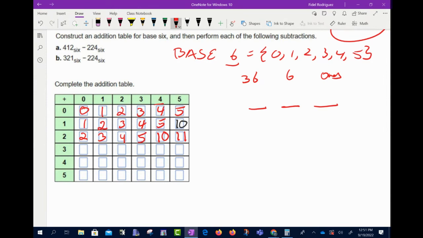I'm doing the same thing here. 3 plus 0 is 3. 3 plus 1 is 4. 3 plus 2 is 5. 3 plus 3 is 6. Remember, that's 1 6 and no 1s. 3 plus 4 is 7. That's 1 6 and 1 1. 3 plus 5 is 8. 8 is 1 6 and 2 1s.